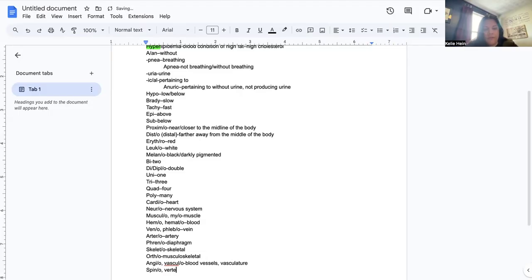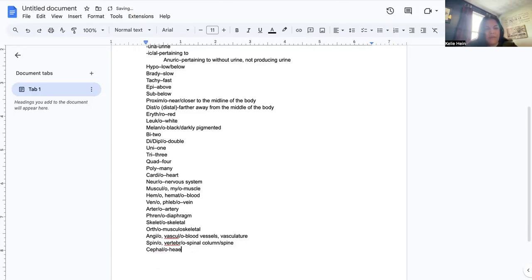Spino or vertebro. Okay, spinal column, not spinal cord necessarily because we have vertebro in there and that's your vertebrae, or we can just say your spine. Okay. Cephalo refers to the head. This goes with encephalo. So cephalo is head, encephalo is brain, guys. Okay.